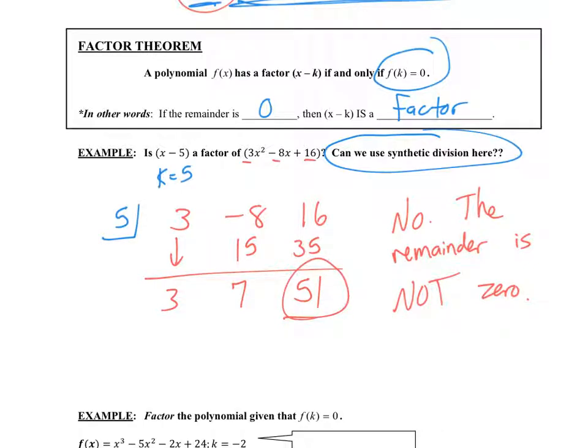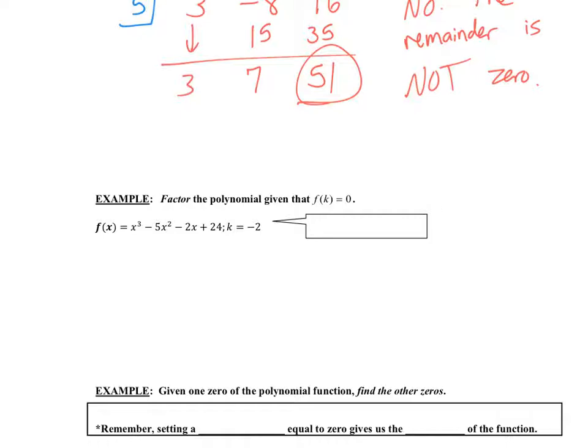The only time it's going to be a factor is if the remainder is 0. In this case, the remainder is not 0. So it is not a factor. So is it a factor? No. Why isn't it a factor? The remainder is not 0.